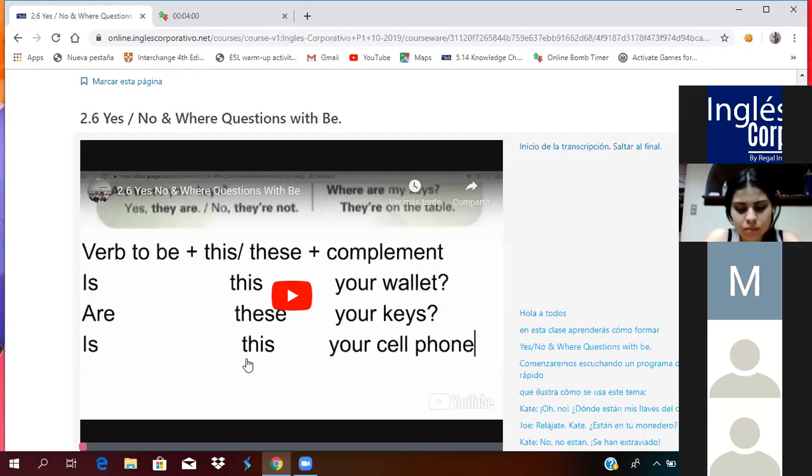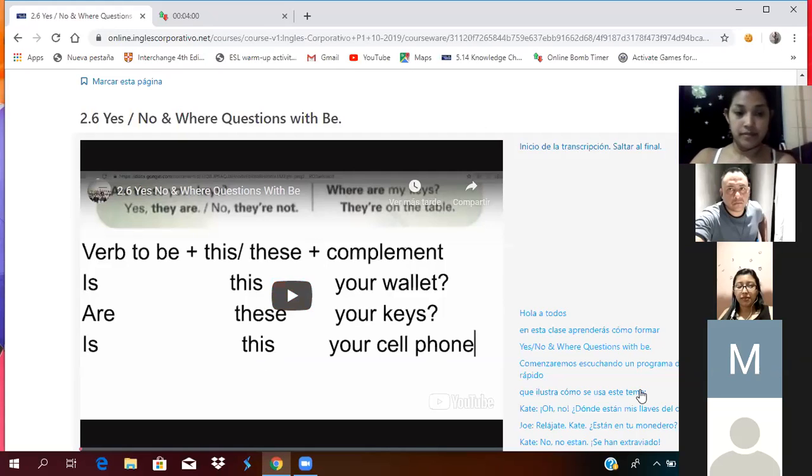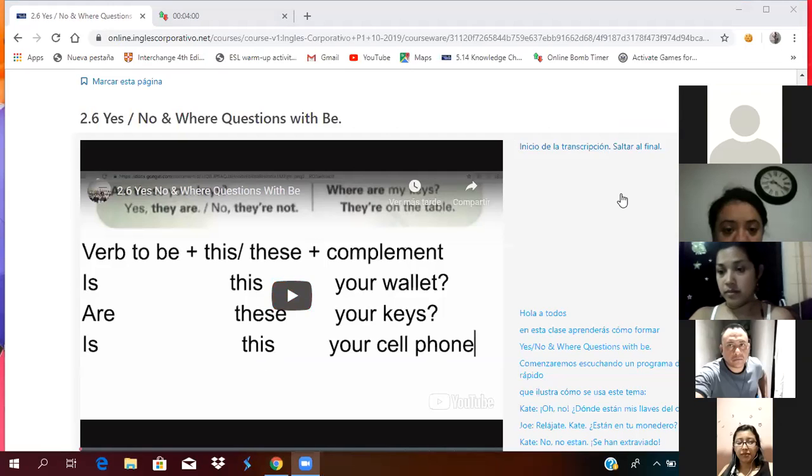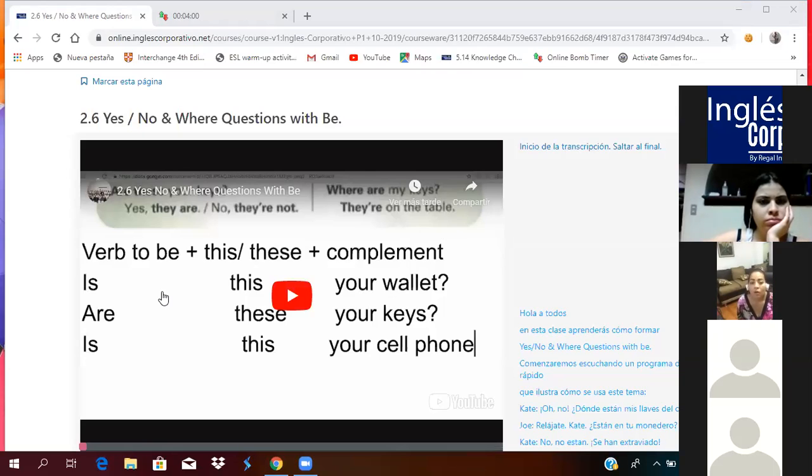All right, Claudia Salazar levantó la mano. Claudia Salazar, ask Mr. Santos a question, and Mr. Santos is going to respond to the question. Go ahead, Claudia Salazar. Quítale mute. Ahí está. Is this your wallet? Yes, it is. Are these your keys? No, they are not. Is this your cell phone? Yes, it is. All right. Now we are going to listen and watch the video. Are you ready?